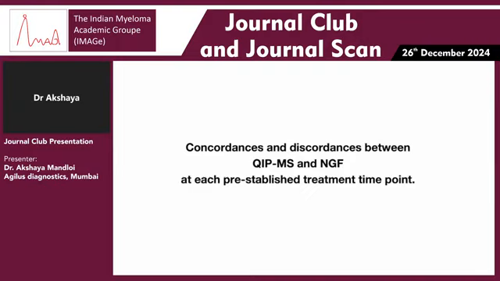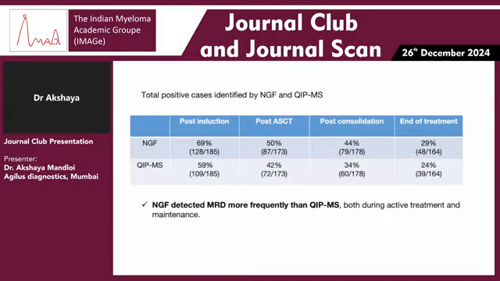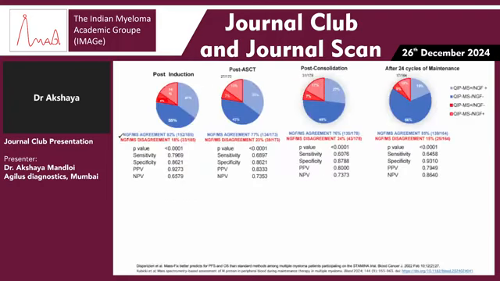The authors have also described the concordance and discordance between mass spectrometry and NGF at all the pre-established treatment time points. And these are the total positive cases by flow cytometry at all the time points. And these are the total cases by mass spectrometry. And we can clearly see that NGF has detected MRD more frequently, 69% versus 59, 50 versus 42, 44 versus 34, and 29 versus 24%. So NGF has detected MRD more frequently than mass spectrometry, both during the active disease and treatment.